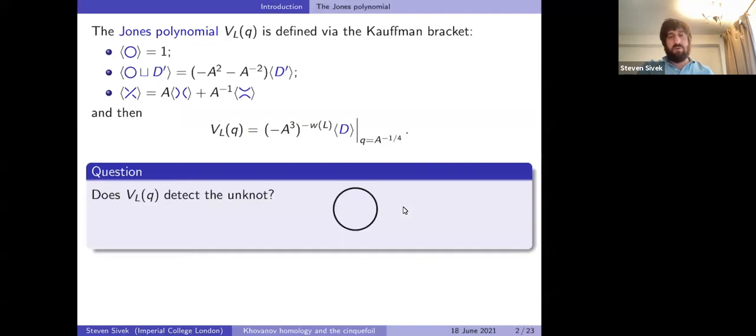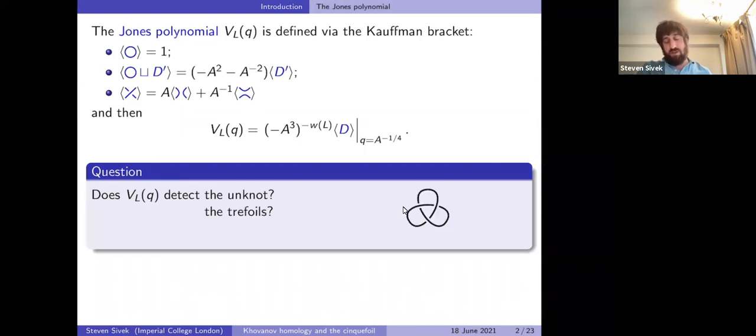And so there are simple questions we still don't know the answer to after 30-something years. Does it detect the unknot? In other words, is there a knot other than the unknot which has the same Jones polynomial as the unknot, namely 1? We also don't know, does it detect the trefoils, the left or right-handed ones? Does it tell them apart from other knots? Or even the figure 8 knot? We just don't know about any of these.